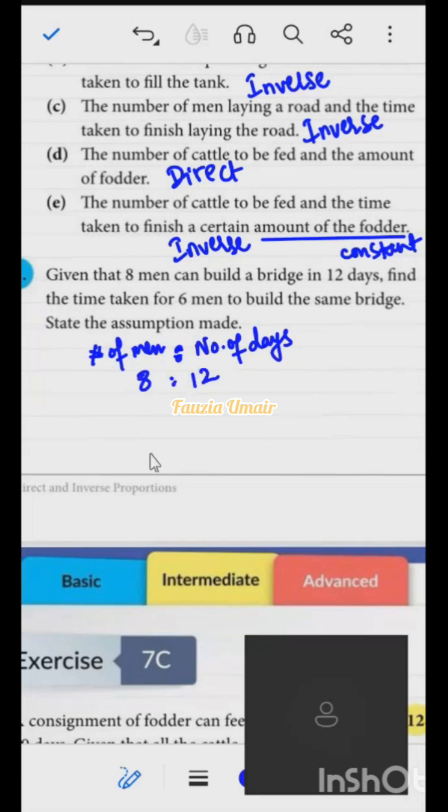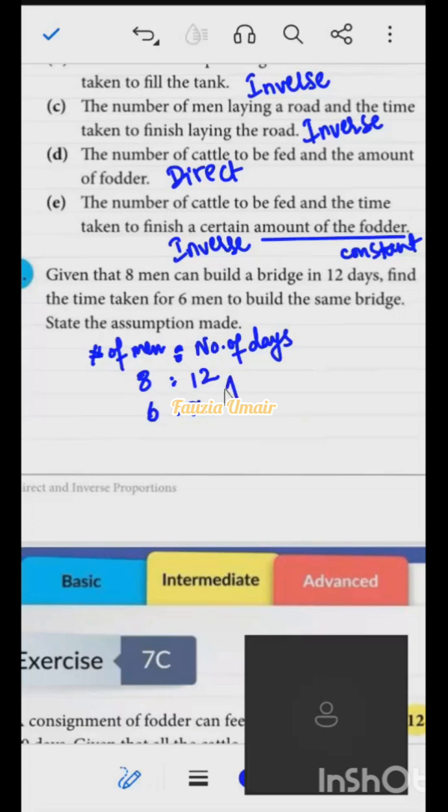So we need to find out how many days we need if there are 6 men to build the same bridge. Okay. So now because this is inverse proportion, देखिए जितने लोग ज्यादा होंगे उतना कम टाइम लगेगा ब्रिज को बनाने में, जितने लोग कम होंगे, वर्कर्स कम होंगे, आपको ब्रिज बनाने में ज्यादा टाइम लगेगा. तो it means that this is inverse proportion.